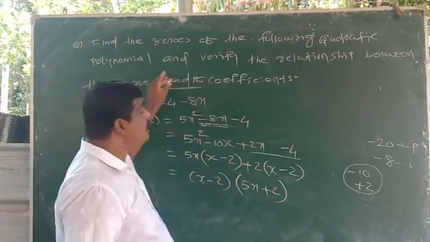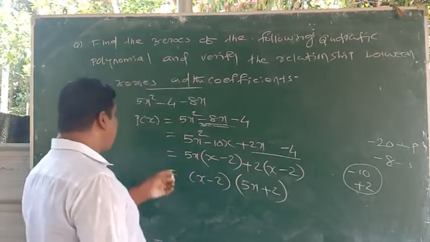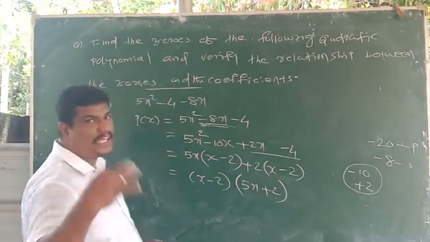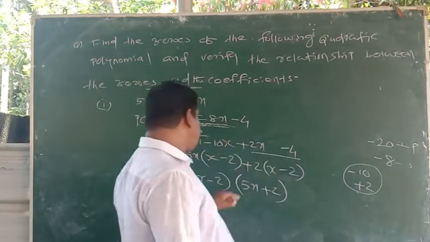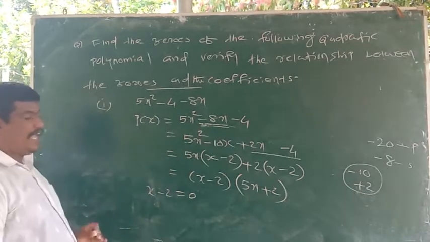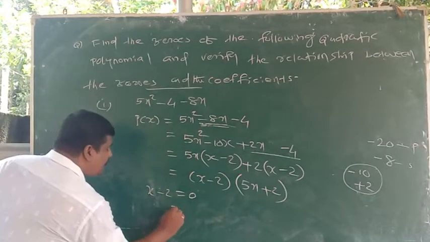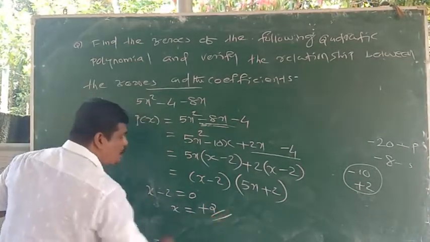But to find out the zeros, not factor, to find out the zeros. So next step, each factor you equate to 0. The first factor is x minus 2, so x minus 2 equal to 0. What is the value of x? Minus 2 right side power plus 2, so x is equal to plus 2.